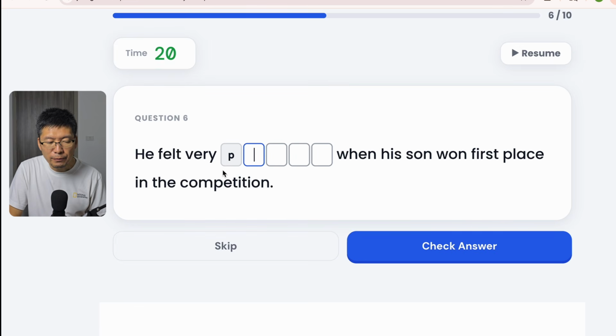He felt very what when his son won first place in the competition. So his son won first place. So what's the feeling of him? He felt very what? Now you have 3 seconds to think about it.